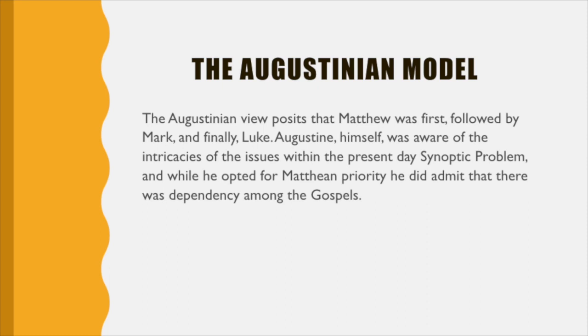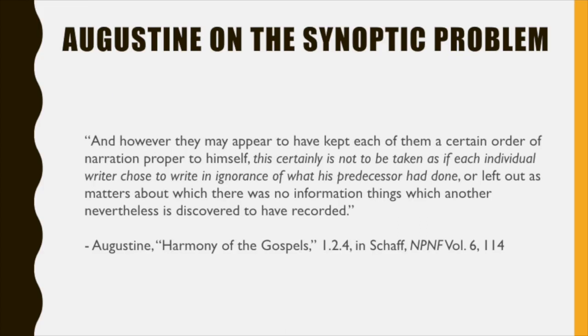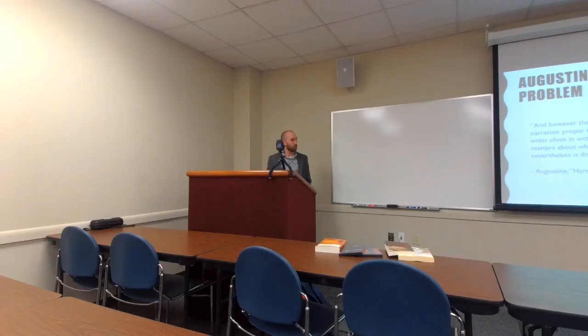and finally Luke. Augustine himself was aware of the intricacies of the issues within the present-day Synoptic Problem, and while he opted for Matthean priority, he did admit that there was dependency among the Gospels. In The Harmony of the Gospels, he says, "And however they may appear to have kept each of them a certain order of narration proper to himself, this certainly is not to be taken as if each individual writer chose to write in ignorance of what his predecessor had done, or left out, as matters about which there was no information, things which another nevertheless is discovered to have recorded." So he sees here that there is some literary relationship between them.